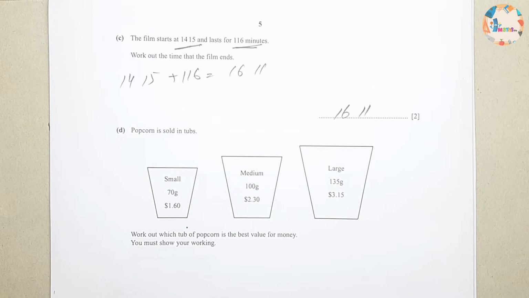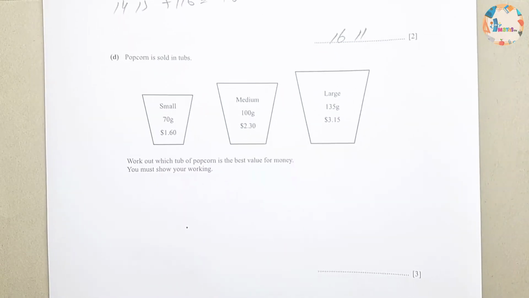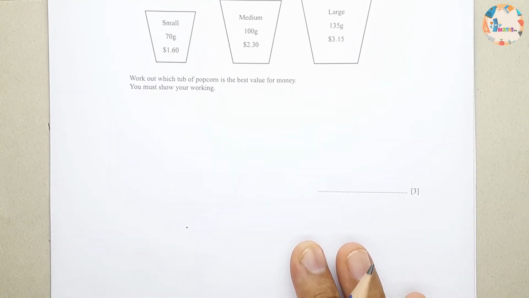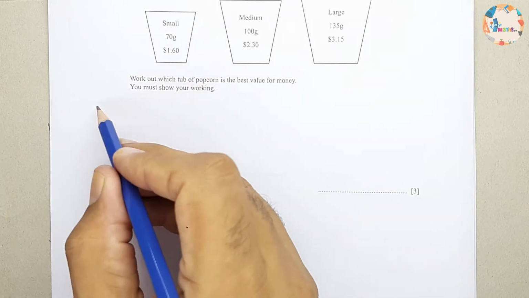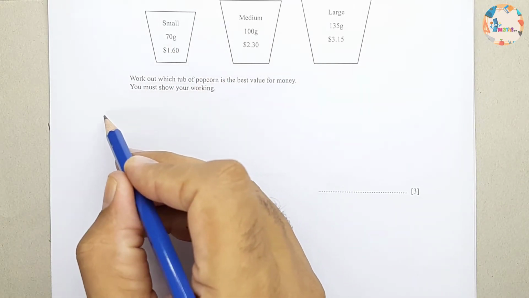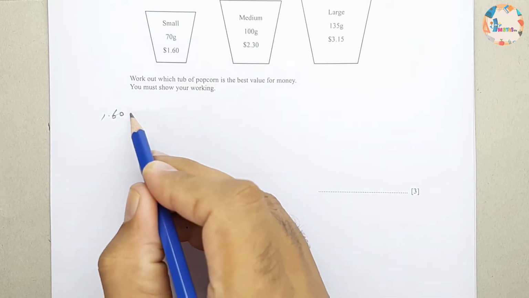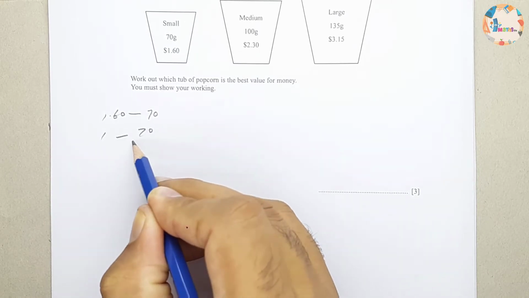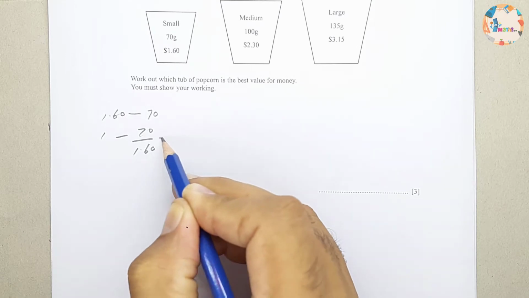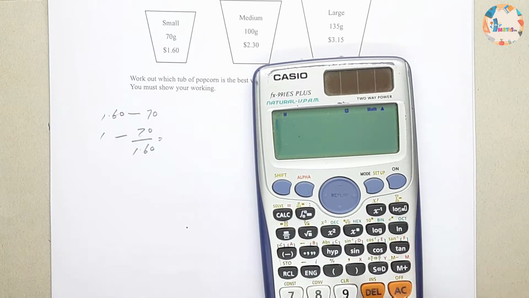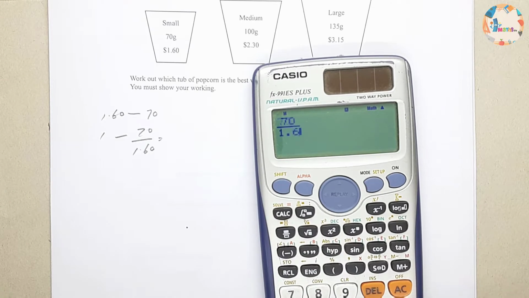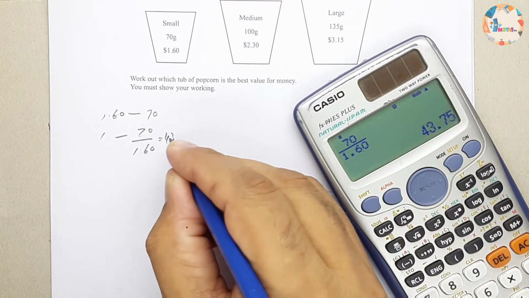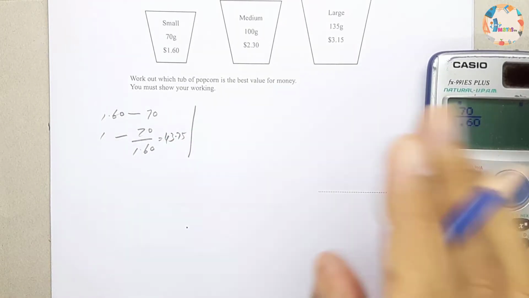Then popcorn is sold in tubs. So these are the 3 sizes. Work out which tub of popcorn is the best value for money. You must show your working. So for the first cup, the small cup, it is $1.60 for 70 grams. For 1 dollar we get 70 divided by 1.60, and this will be equal to 43.75.